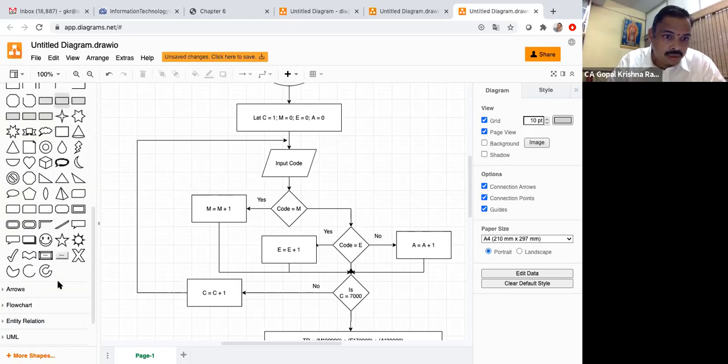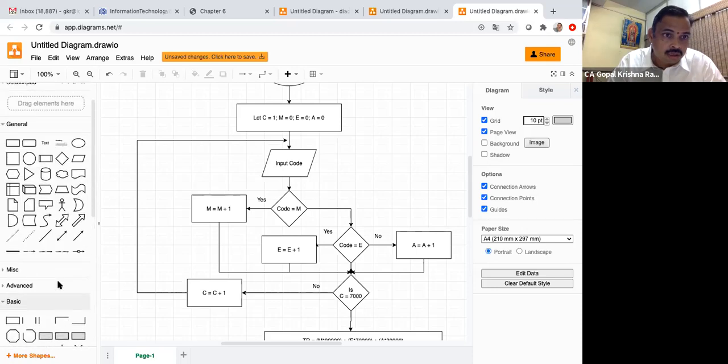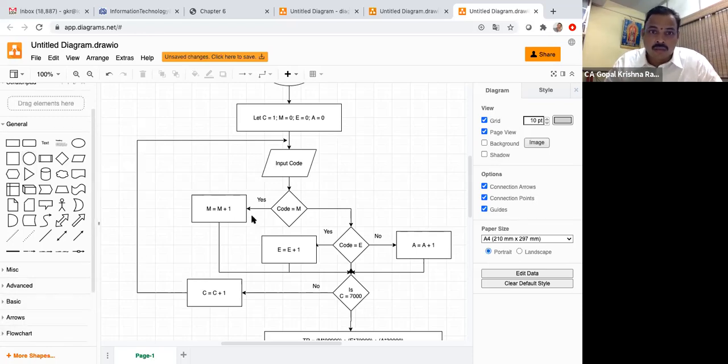Where is it? Small circle. Small circle is not here. Maybe here, small circle. Yes, the circle is there. You can use that circle. Okay. Good. If you draw the flowchart properly, you get full marks. Yes, 8 full marks you will get.